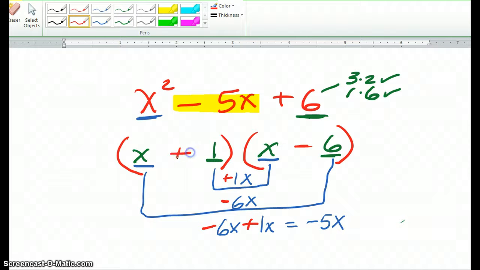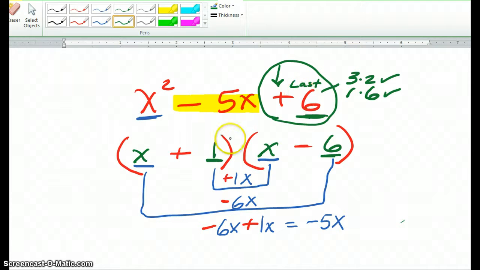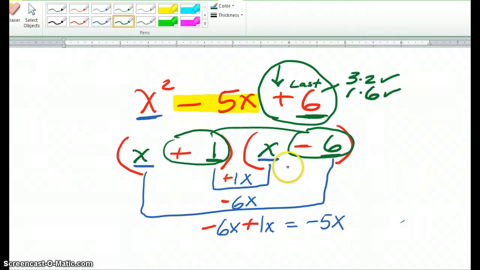And then we put in our signs. But remember what you have to check at the end. You have to check to make sure that this sign is correct. We need to make sure we're getting a positive 6x. Remember, this is our last term, so we have to multiply the last ones together. So it would be positive 1 times negative 6. That gives us negative 6, and we need a positive 6. So there's a problem. That means we can't use 1 and 6.